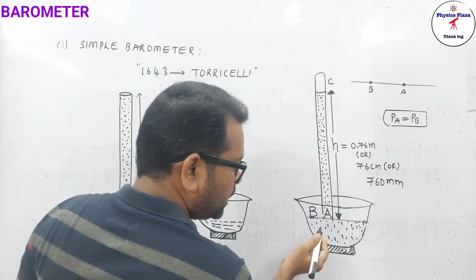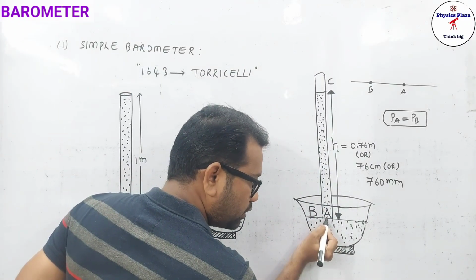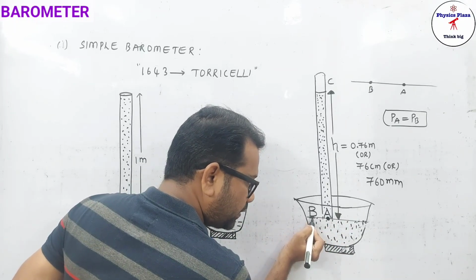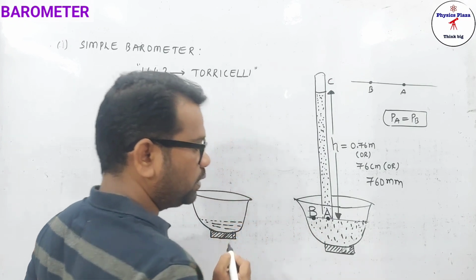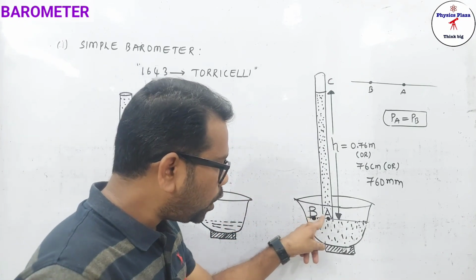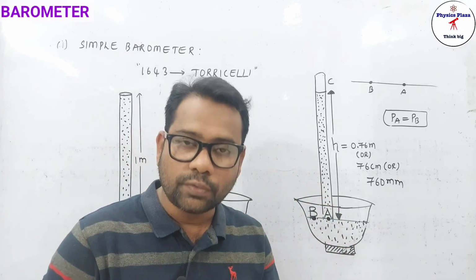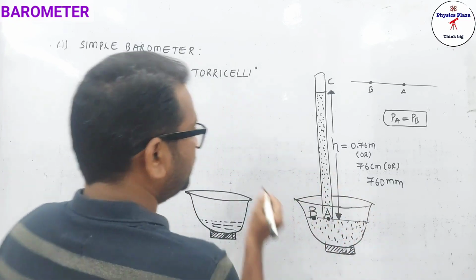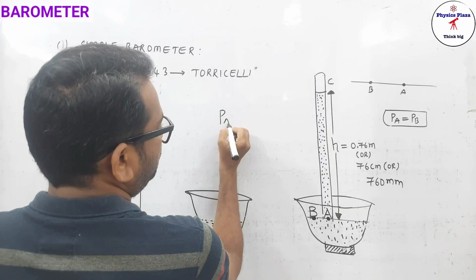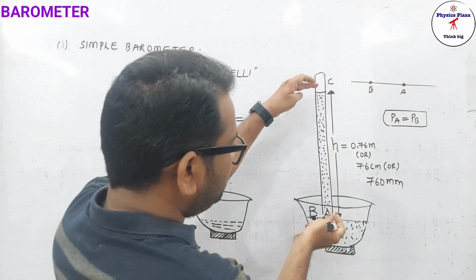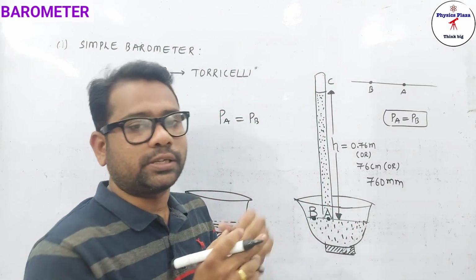Now here we are considering one point A inside this mercury in the glass tube, and exactly on the surface here, which is exposed to the atmosphere, point B. Don't you think these two are at the same level? Yes, obviously. Then as per the laws of liquid pressure, the pressure at point A must be equal to the pressure at point B, which means what here? The level of the mercury is balanced.